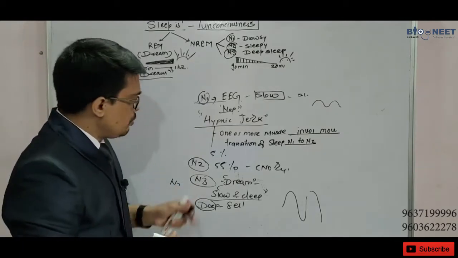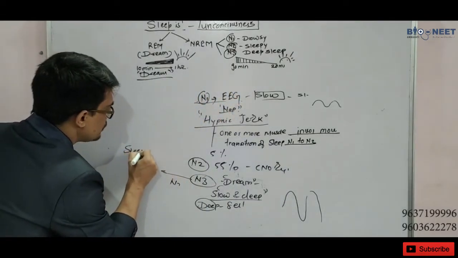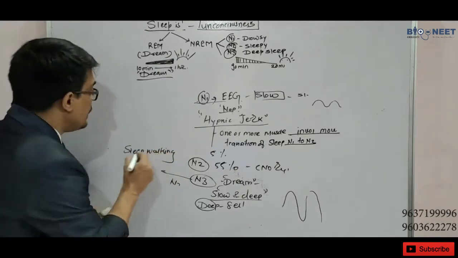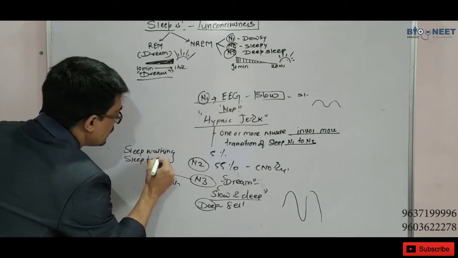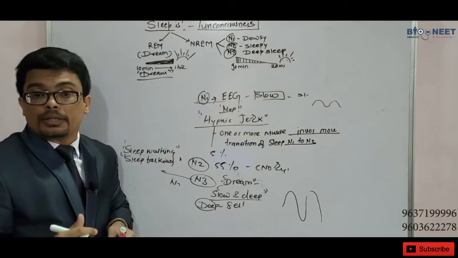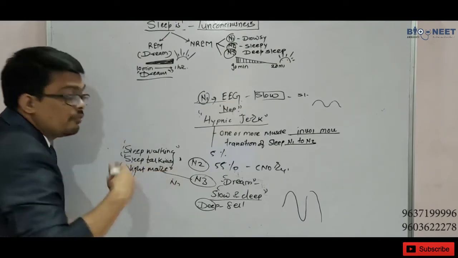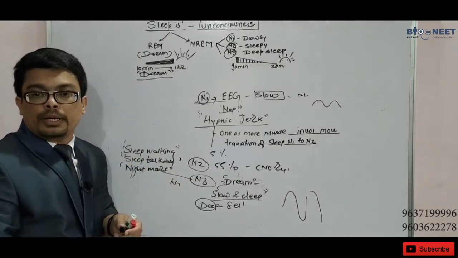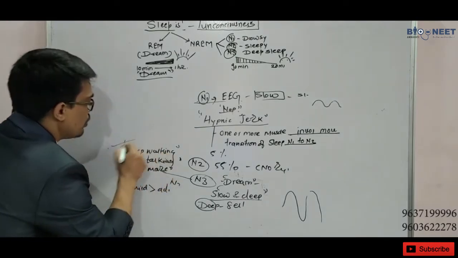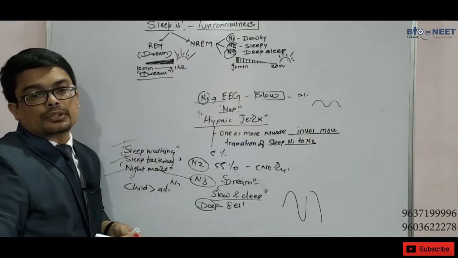Now second, what is the importance of this N3 sleep? Sleepwalking, or sleep talking. Nightmares. Sudden waking up, sudden sitting up from the bed. Usually these are more in children as compared to adults. Sleepwalking, sleep talking, nightmares, suddenly sitting up, usually happen in deep sleep.